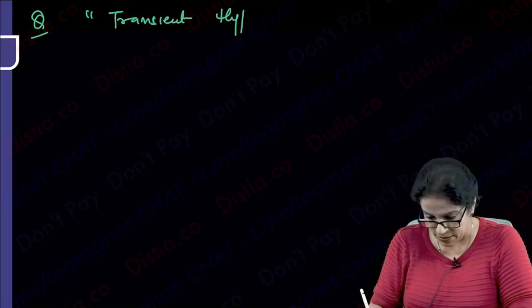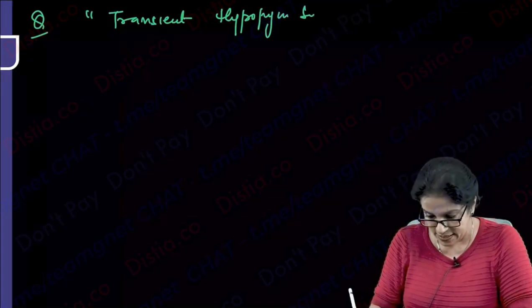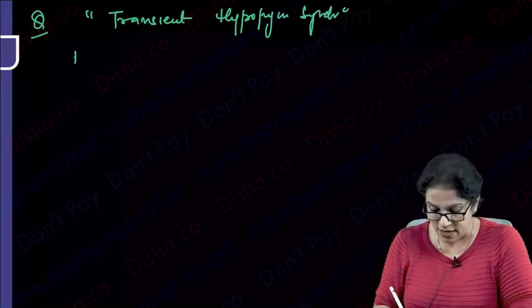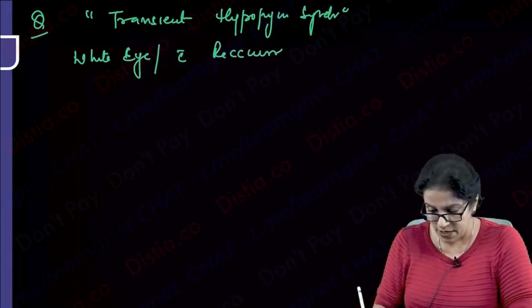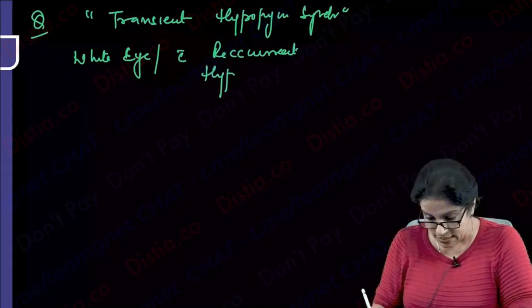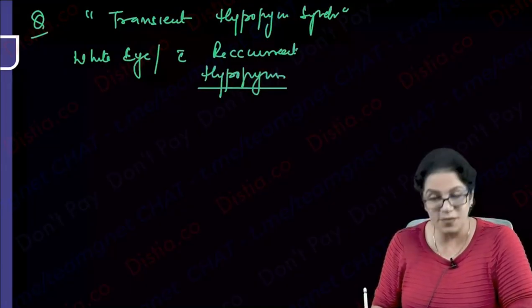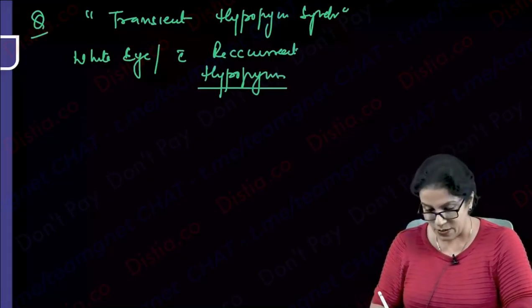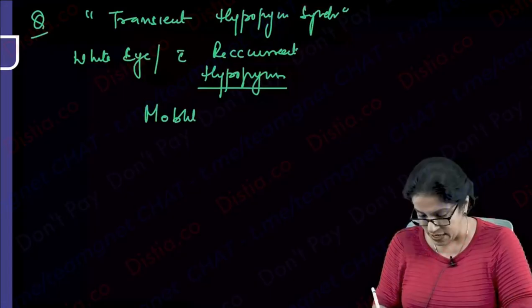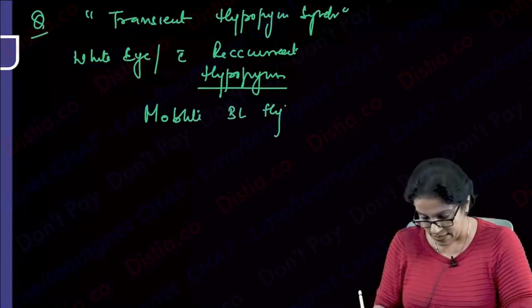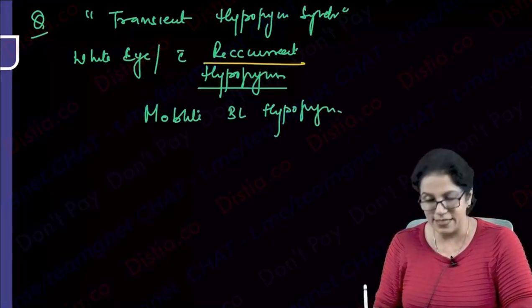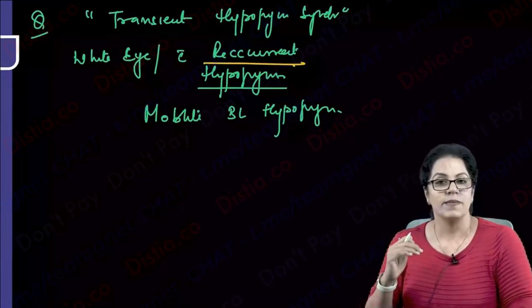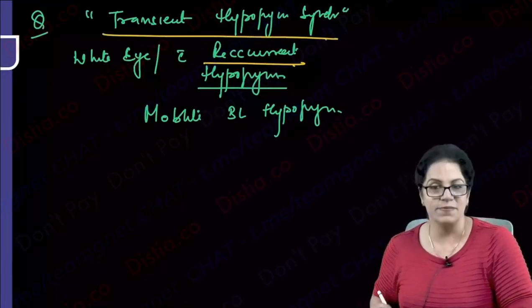Transient hypopyon syndrome. Why do you call this? Because it presents as the eye is white and there is no redness, but there can be recurrent hypopyon. Okay, so this type of presentation, and this hypopyon is not fixed, it is mobile because fibrin in this is less. So it's a mobile bilateral hypopyon. This is how it presents and it is recurrent. Therefore, you are calling it transient hypopyon syndrome.